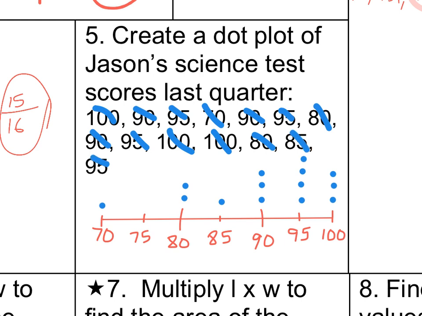And so you can see 95 had the most, which makes it our mode. And it looks like our data is pretty skewed to the right here. Because if I were to draw, it kind of tapers off down here and we have this outlier, but the bulk of my data is far to the right.